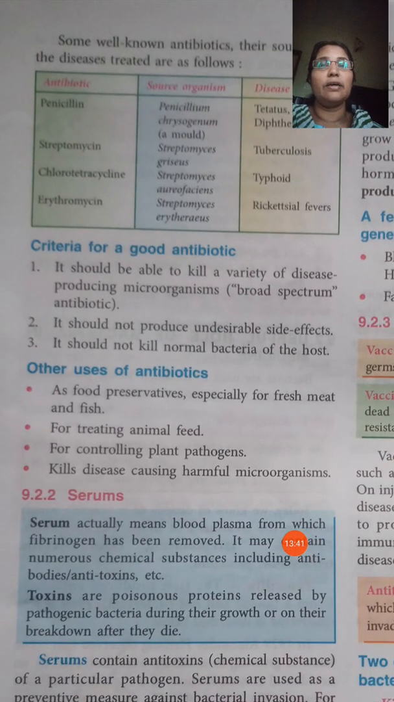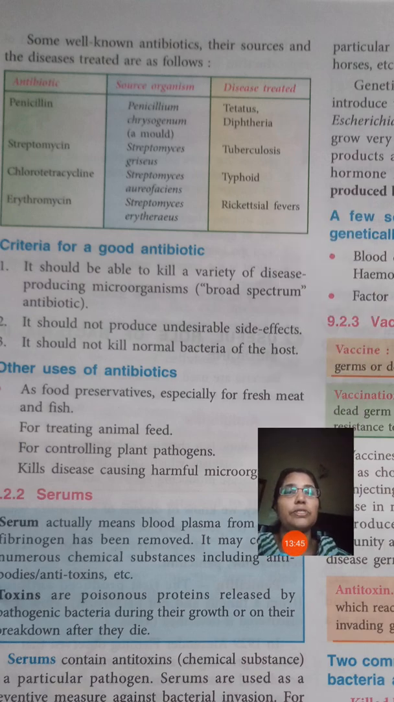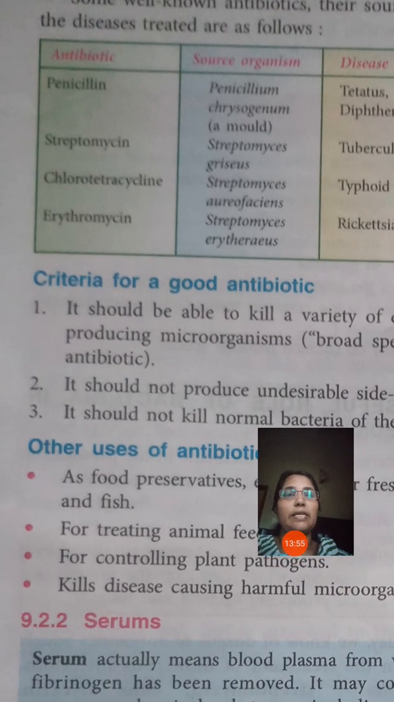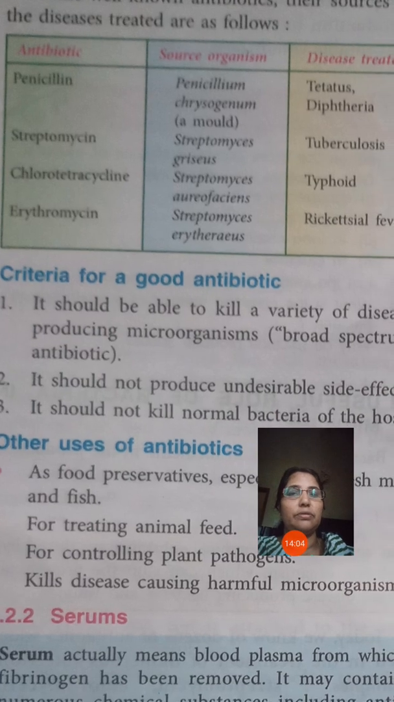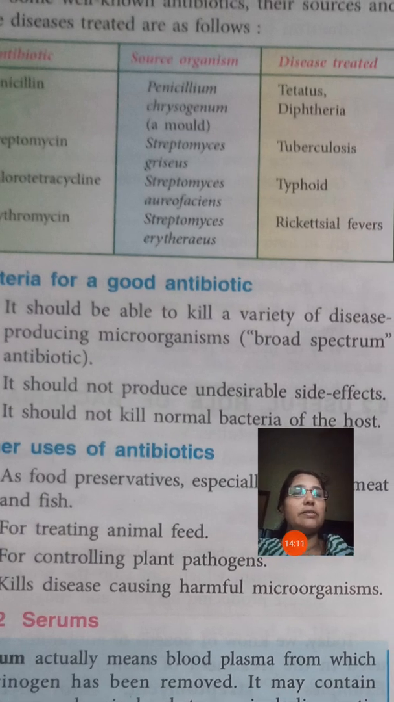Then here some well-known antibiotics and their sources and the diseases treated by them are given. It is for your knowledge. Then penicillin, we read about it. Penicillium chrysogenum was the mold, its scientific name. The diseases treated were tetanus and diphtheria.